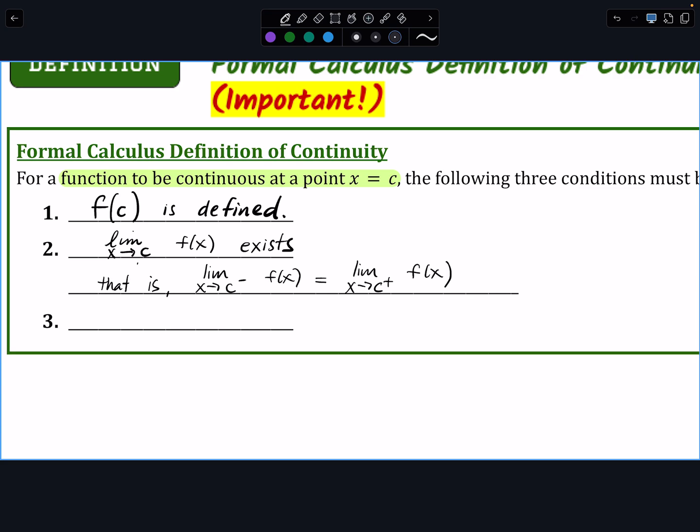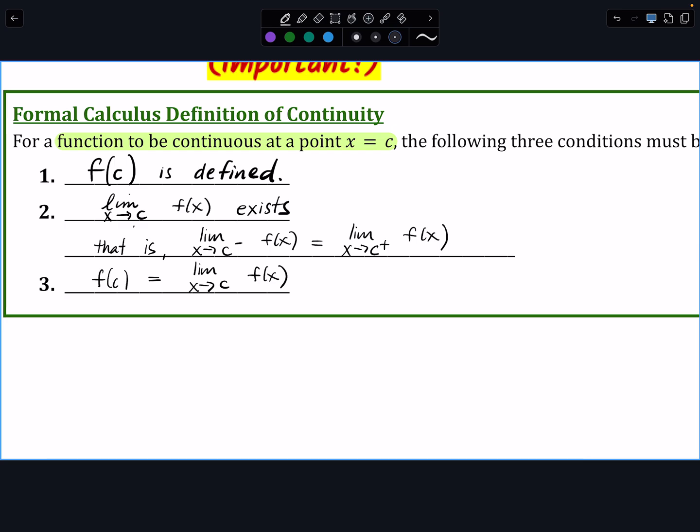Now here's the part that last year, my first year teaching this, when students were asked to do a problem where they had to confirm this, a lot of them forgot this step. But you have to show that it's defined, and make sure the limits match. The last thing is these must be equal. f of c has to be the same thing as the limit as x approaches c of f of x. Now you're probably thinking, that's kind of silly. Why is that true?